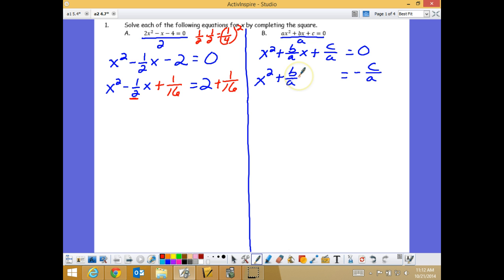So this side we're going to do the same thing. I better put an x with that b over a. So we're going to take this b over a and half of that. So we're going to multiply it by 1/2, and we're going to get b over 2a. And then we're going to square that. And you square top and bottom individually, so we have b squared over 4a squared. And we're going to add that to both sides. b squared over 4a squared.